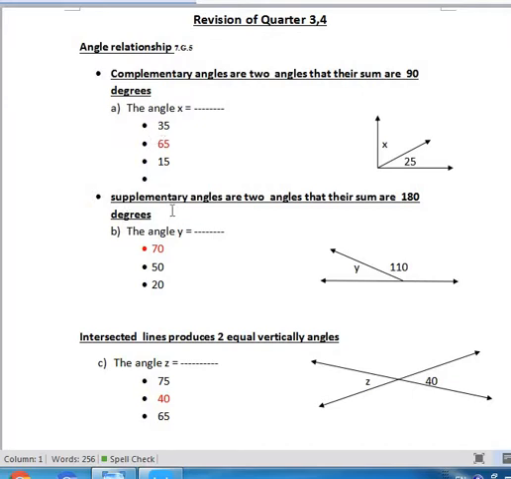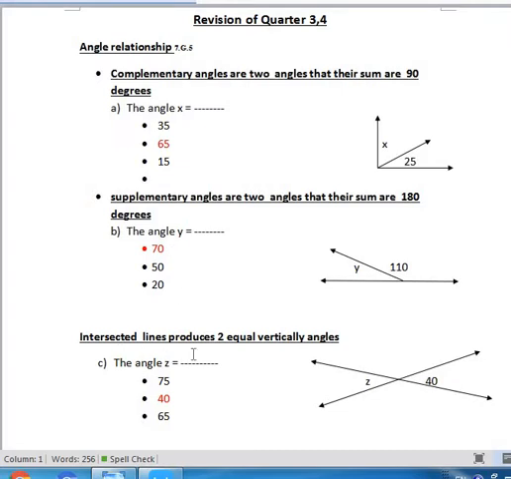Supplementary angles. Supplementary angles are two angles whose sum is 180 degrees. Here I have a straight angle, and the supplementary angles here have a sum of 180 degrees. So y plus 110 gives you 180. So here y equals 180 minus 110. So the answer is 70 degrees.